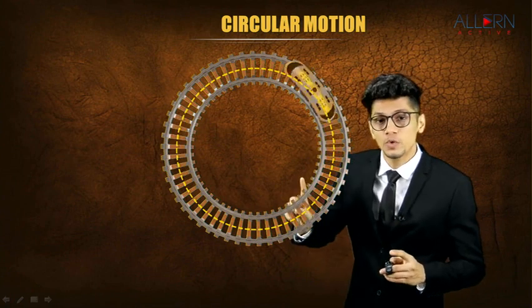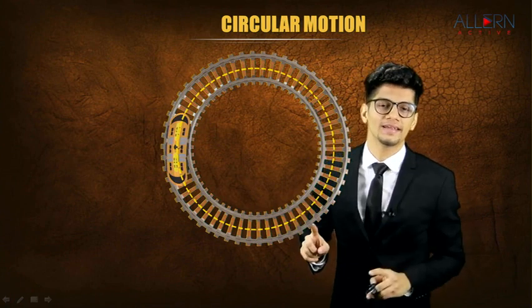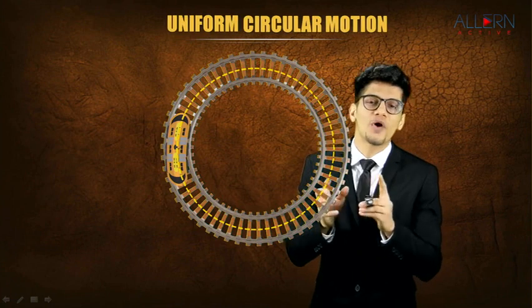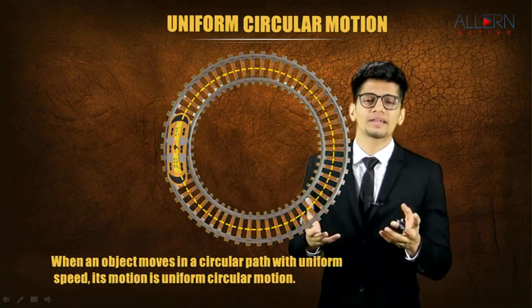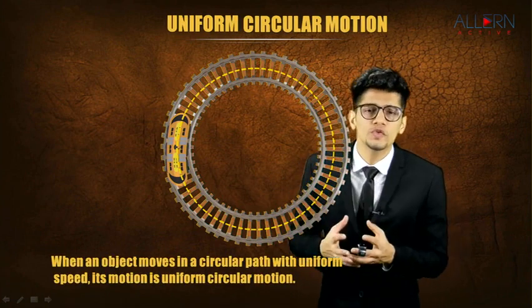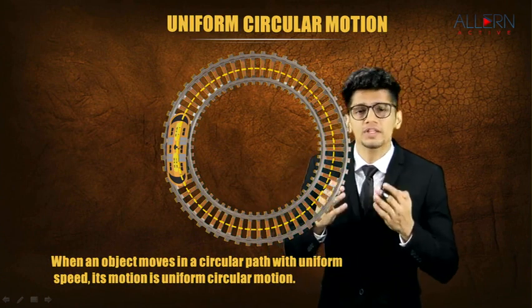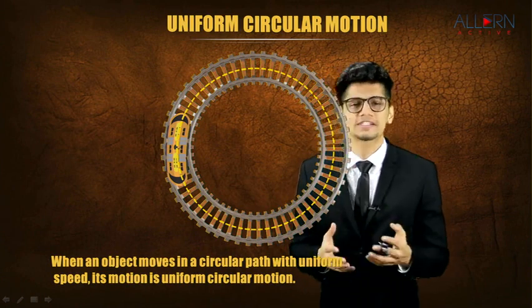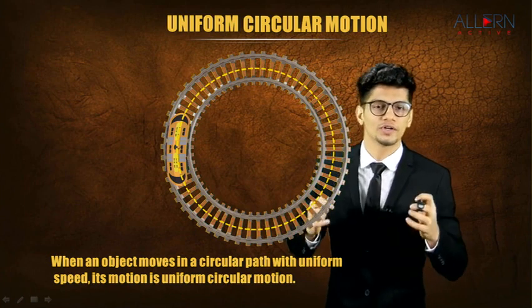But if this train moves with uniform speed, then we say it is uniform circular motion. So how do we write the definition? When an object moves in a circular path with uniform speed, its motion is called uniform circular motion.